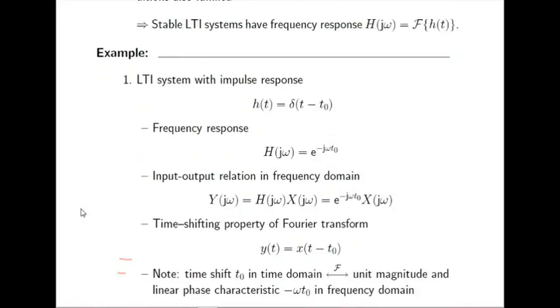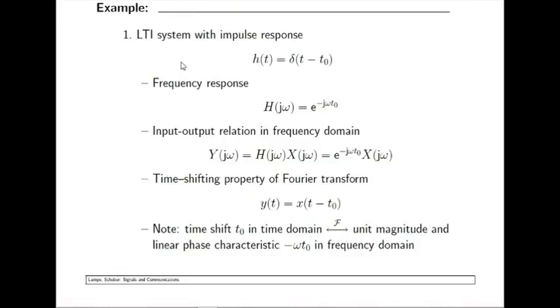We have an LTI system with impulse response h(t) equal to delta of t minus t naught, a shifted unit impulse. The frequency response will be H of j omega equal to e to the power minus j omega t naught. You know the input-output relation in the frequency domain: Y of j omega equals H of j omega times X of j omega. So Y of j omega is e to the power minus j omega t naught times X of j omega, and by the time shifting property of the Fourier transform, y(t) will be x of t minus t naught.